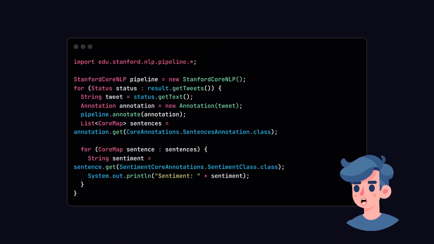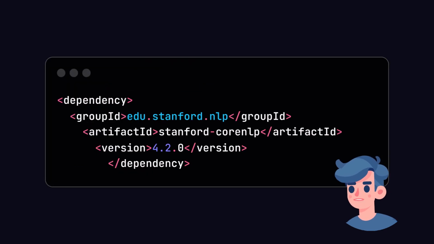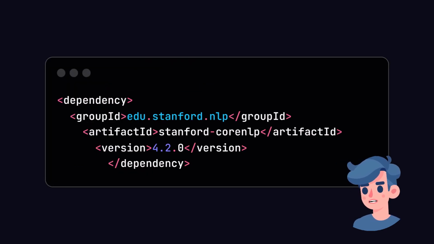Step 5. Analyzing the data to draw insights. Now that we can retrieve and parse tweets, let's perform simple analysis. For instance, we could analyze the sentiment of the fetched tweets. To do this, we can use a library like Stanford Core NLP to perform sentiment analysis. This code snippet annotates each tweet and retrieves the sentiment classification such as positive, negative, or neutral.